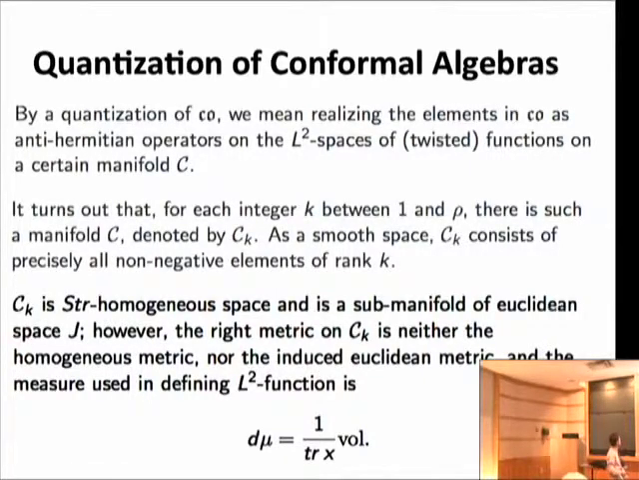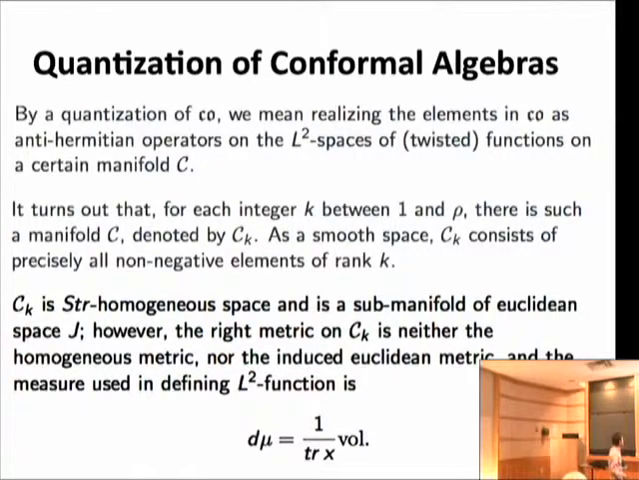Okay, so what is the right metric we need to put on? The right metric turns out to be neither the homogeneous one, homogeneous with respect to the structure group, nor the induced Euclidean metric. In order to define the metric, we have to use the Jordan multiplication. But in any case, this metric, I will call it the Kepler metric, is invariant under the automorphism group of the Jordan algebra, because this Jordan multiplication is invariant under the automorphism group.